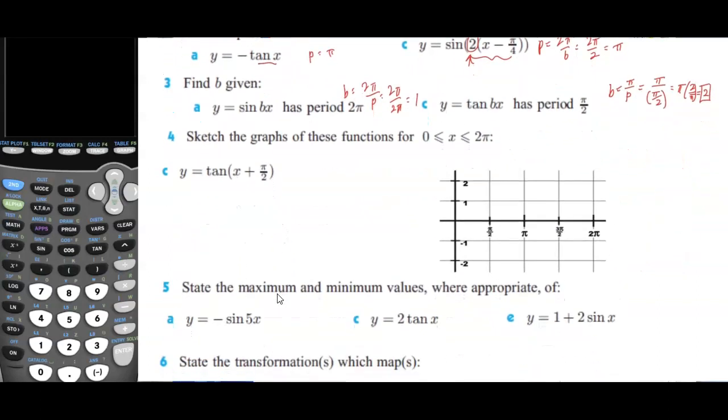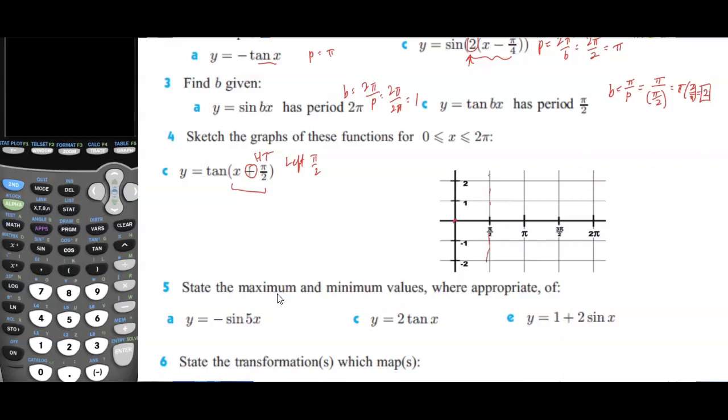Sketch the graphs of these functions between 0 and 2 pi. So in this case, I have a tangent function, which is horizontally translated, and this is to the left or to the right. So this looks like it would be to the right, but it's bizarro world, so it's to the left by pi over 2. Okay, so first I'm going to draw the parent function of tangent.